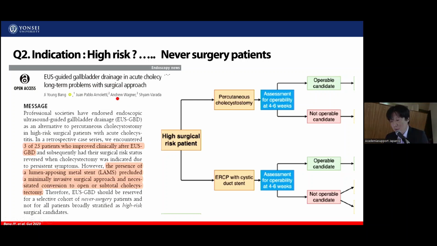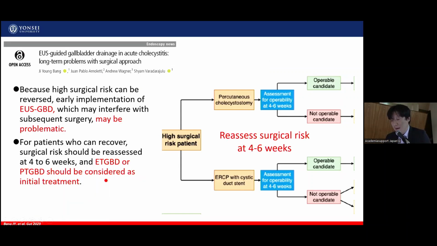The second question is the definition of high surgical risk. Actually, the Orlando group showed in their retrospective case series that 3 of 25 patients who underwent EUS-GBD recovered, so the presence of LAMS precluded a minimally invasive surgical cholecystectomy and necessitated conversion to open or subtotal cholecystectomy. Because high surgical risk can be reversed, early implementation of EUS-GBD, which may interfere with subsequent surgery, may be problematic. For patients who can recover, surgical risk should be reassessed at 4 to 6 weeks, so ETGBD or PTGBD should be considered as initial treatment.